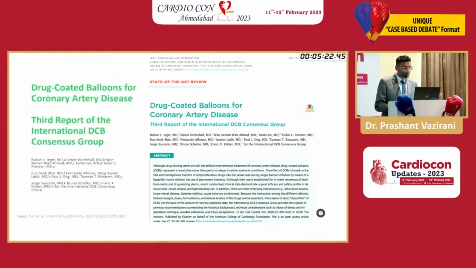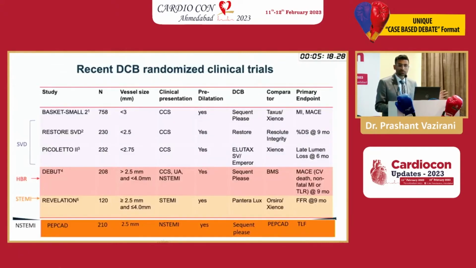And everybody should go through this paper on drug-coated balloons, where they have dealt with all these trials I have mentioned, like the applicability of DCB in small vessel disease, for high bleeding risk, even for a STEMI patient, an NSTEMI patient. So DCBs are now becoming applicable in all such patients.